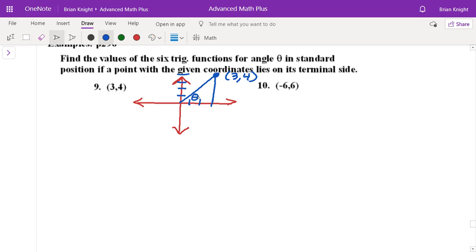And now they want us to find the 6 trig functions. So how far is this? 3. How tall is it? 4. We don't have r, the radius, but we can find it because it's a triangle. Now, I want you to understand, do y'all see a circle?